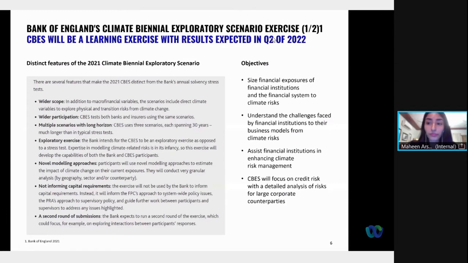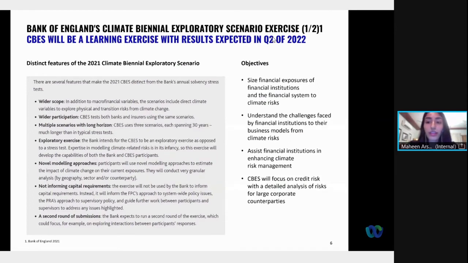span over a time horizon of 30 years, which is much longer than a typical stress test. As I mentioned, the results of the stress test are not going to be used for capital requirements. So it's more of a learning exercise to understand what vulnerabilities the financial institutions, as well as the financial system as a whole, will be facing from these climate risks.